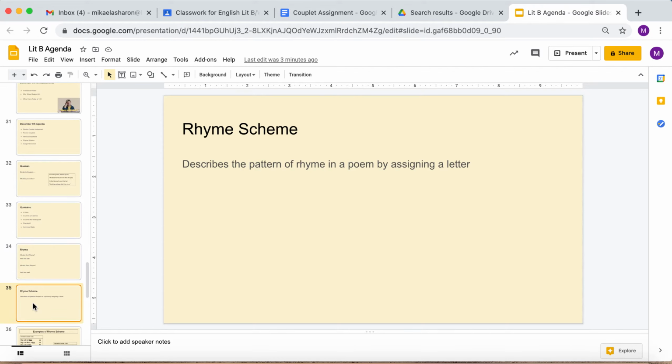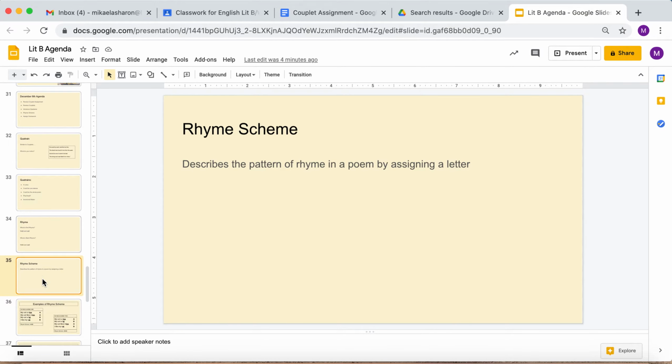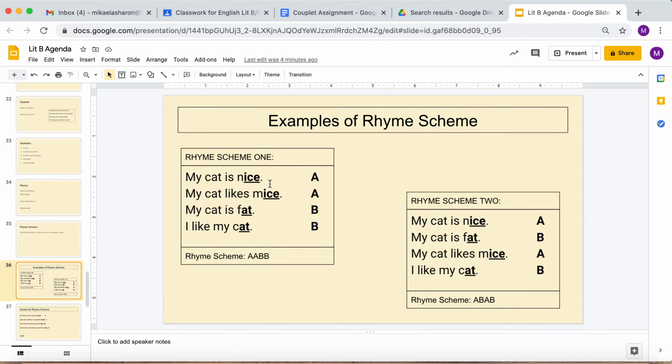Okay, the next thing we talked about was rhyme scheme. And a rhyme scheme is the pattern of rhyme in a poem. And the way that this is used is each line is assigned a letter that shows the pattern.